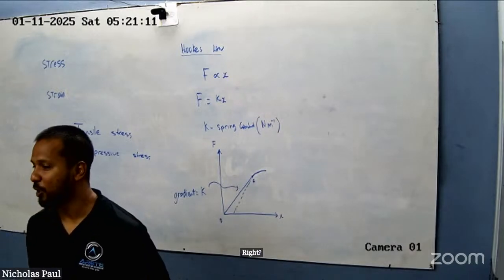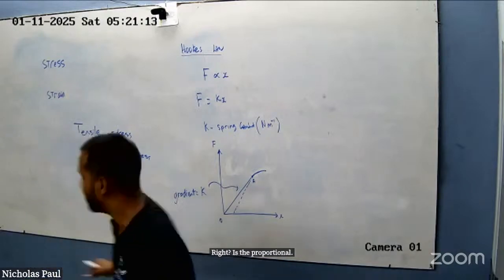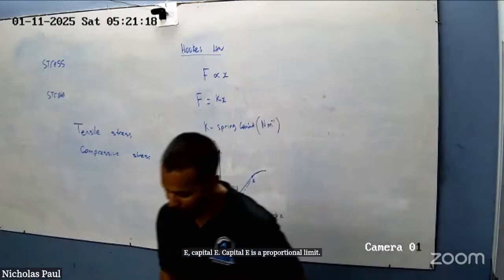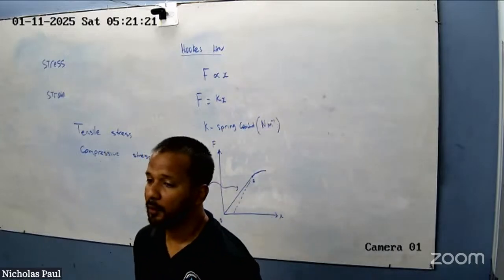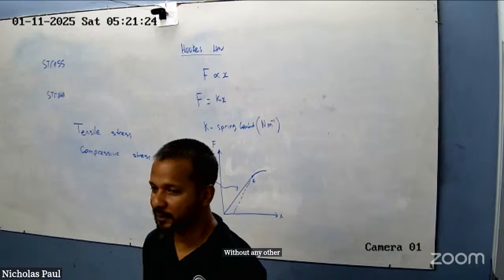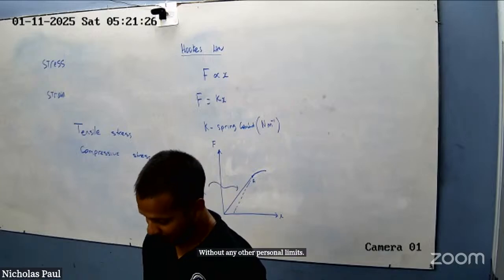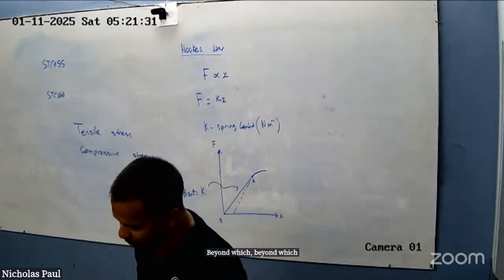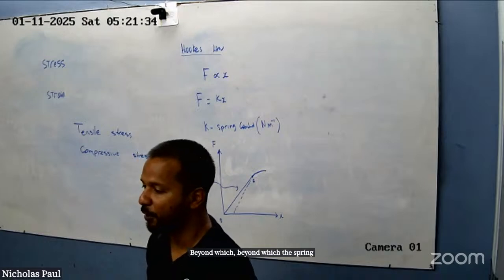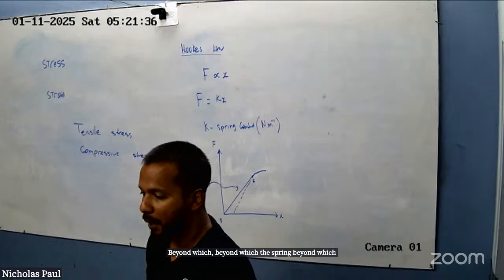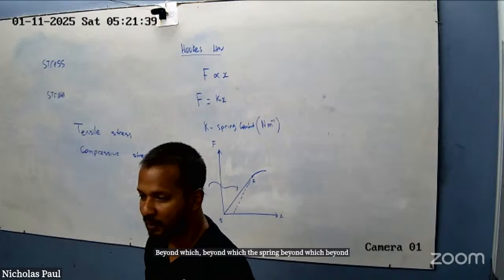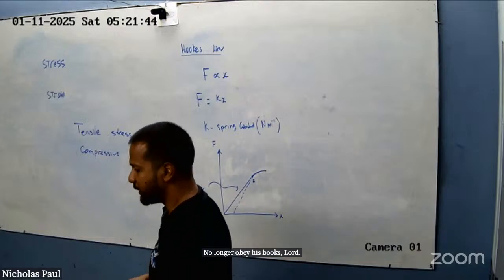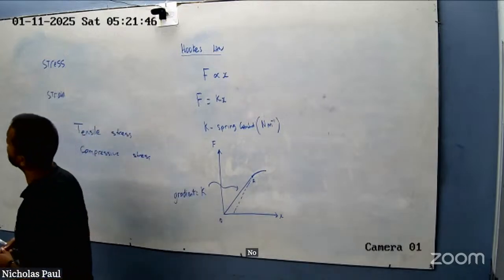Capital A is the proportional limit, beyond which the spring no longer obeys Hooke's law.